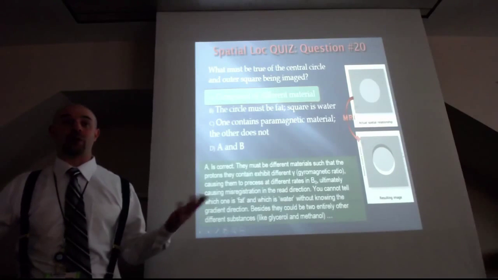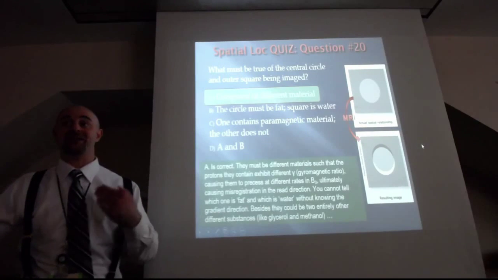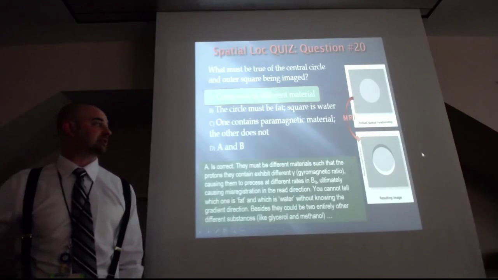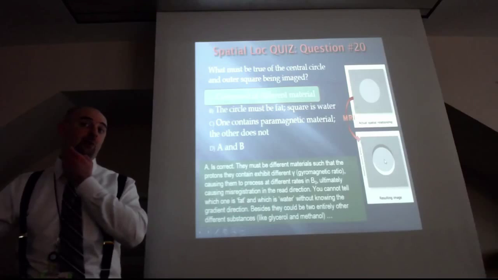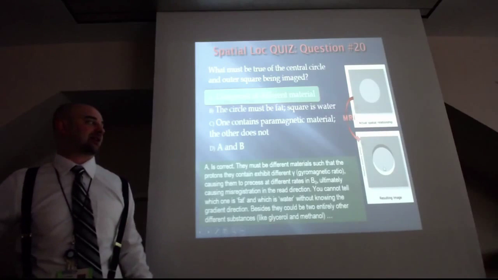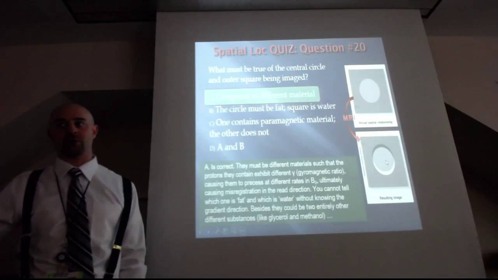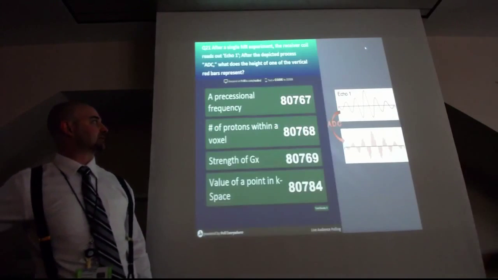Remember, the Larmor equation doesn't just respond to fat and water. It responds to everything differently. So it could be any two substances that have different precession in the same magnetic field. Also, even if it was, say, fat and water, there'd be no way to tell which one is fat and which one is water unless you knew the direction of the frequency gradient, which is not specified here. So a bit of a logic thing too.